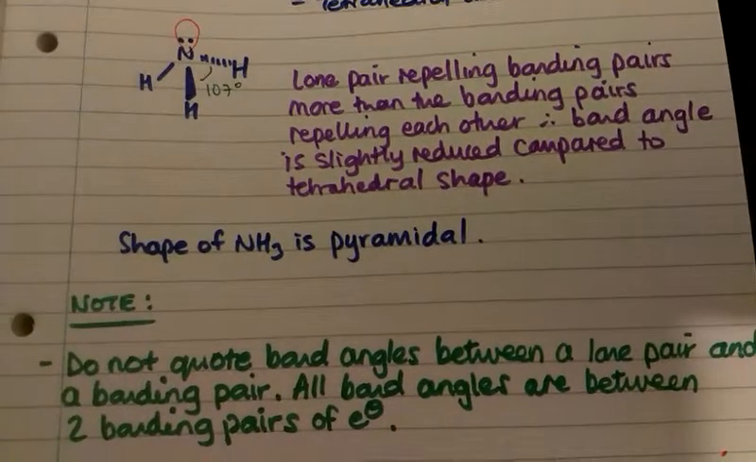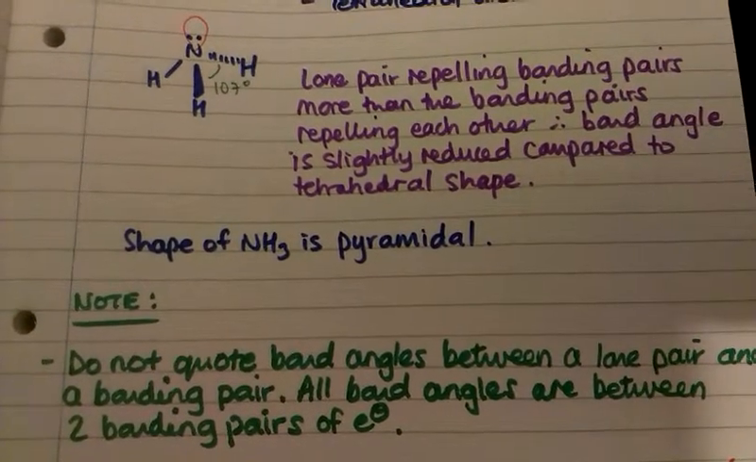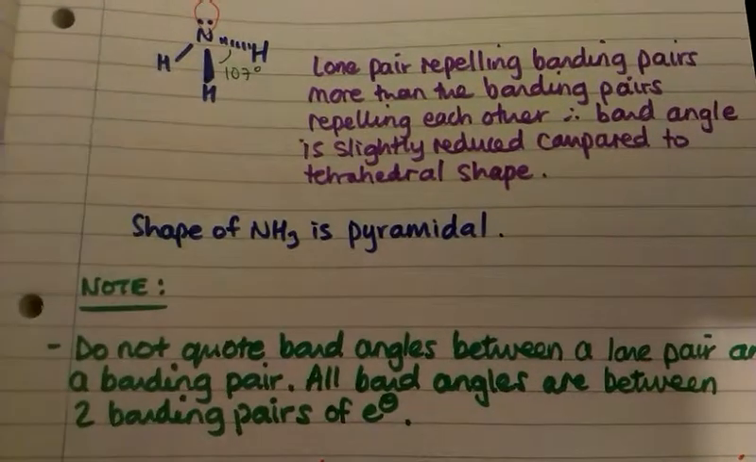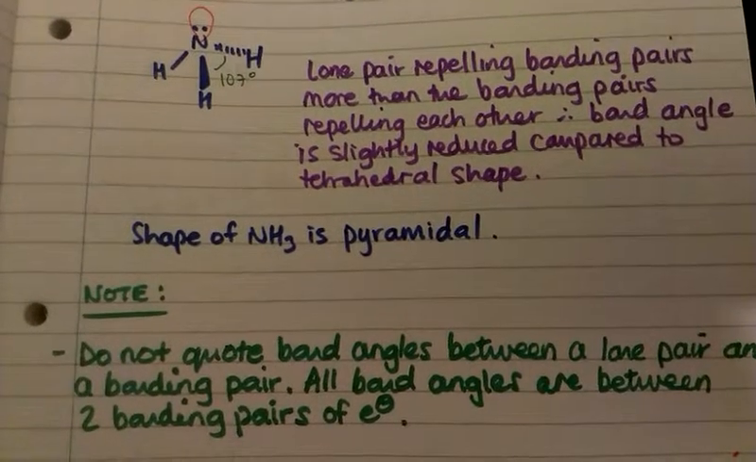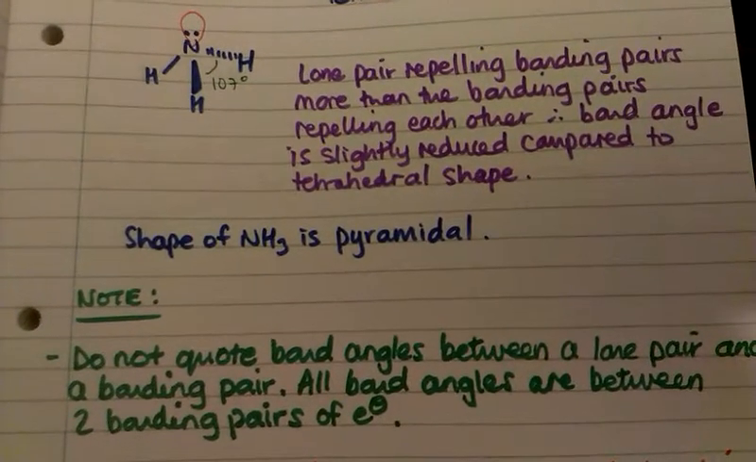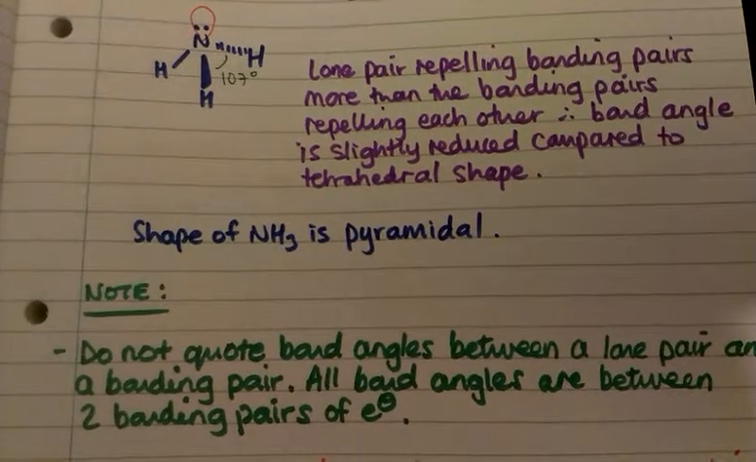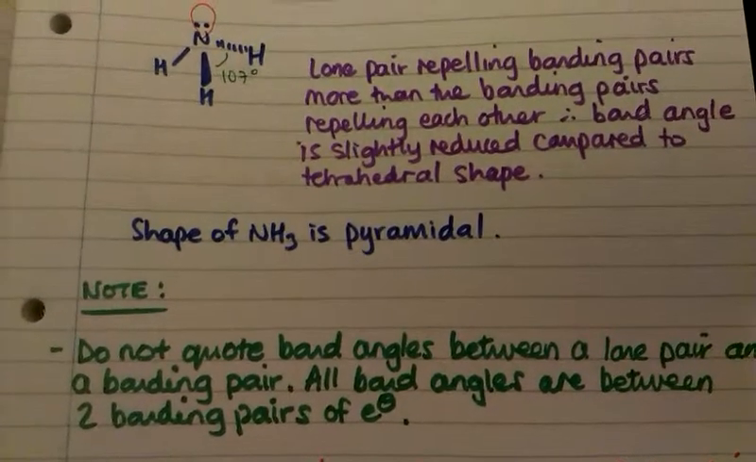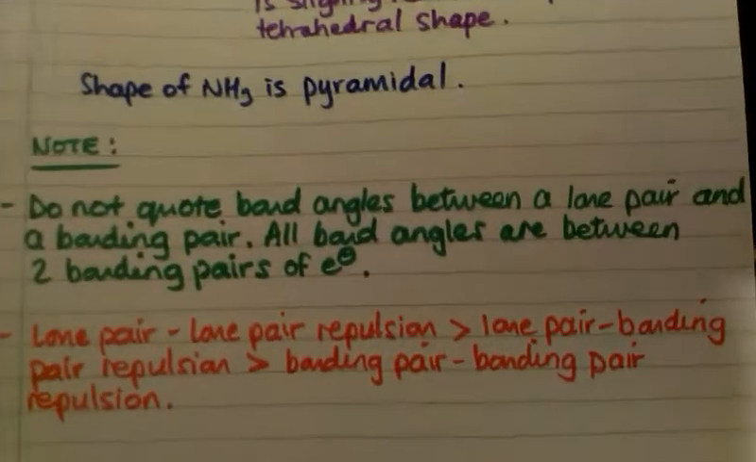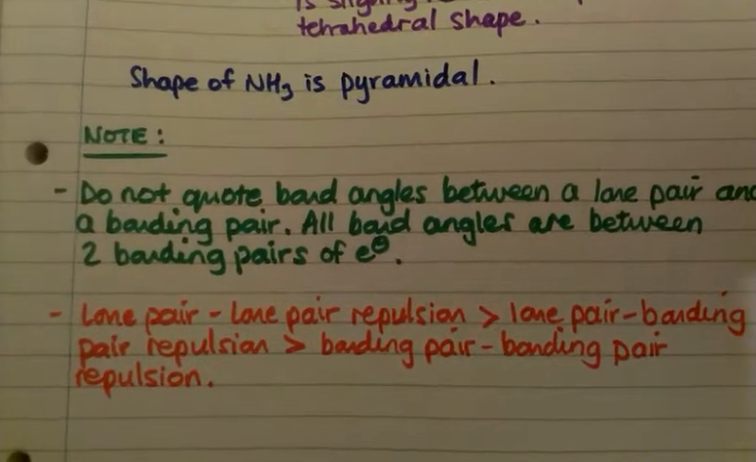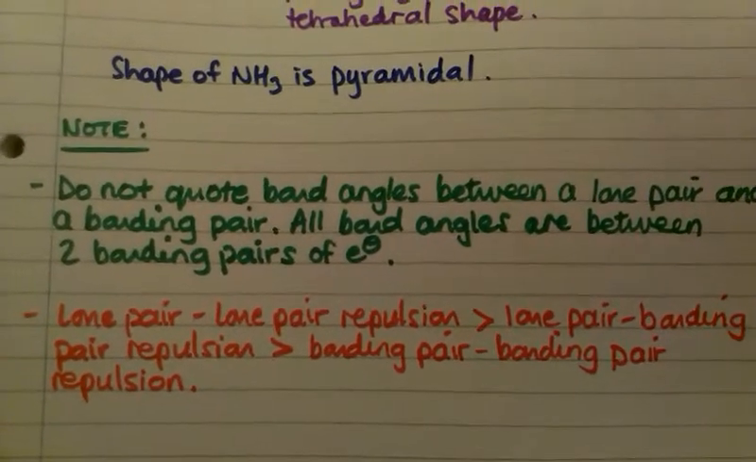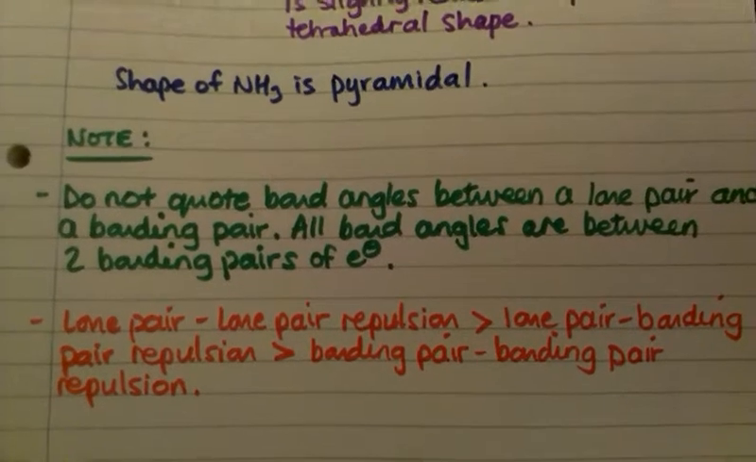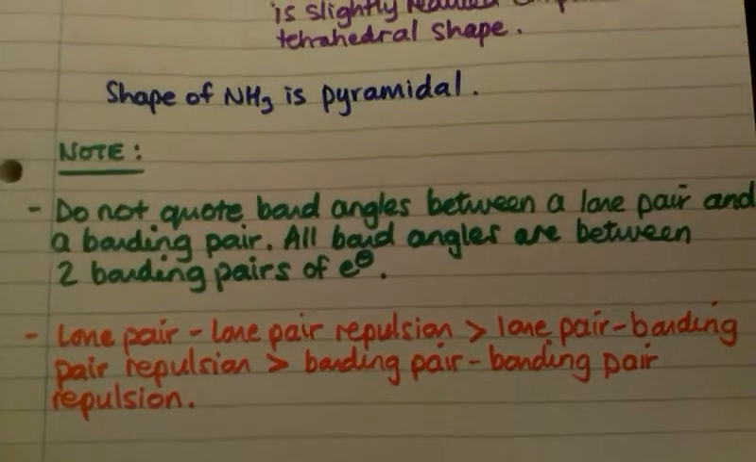There are a few things to take note of when we're dealing with molecules that have both bonding pairs and lone pairs present. Firstly, you never quote a bond angle that is between a lone pair and a bonding pair. All the bond angles that you come across are always going to be referring to the angle between 2 bonding pairs of electrons. The second thing is that lone pair repulsion is greater than lone pair bonding pair repulsion, which in turn is greater than bonding pair repulsion. And it's important to keep that in mind in all of these examples.